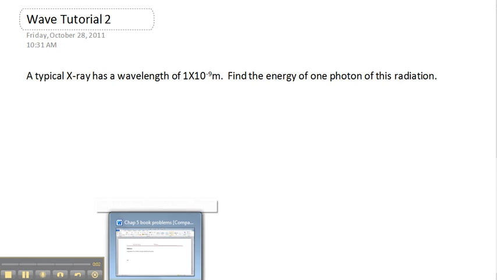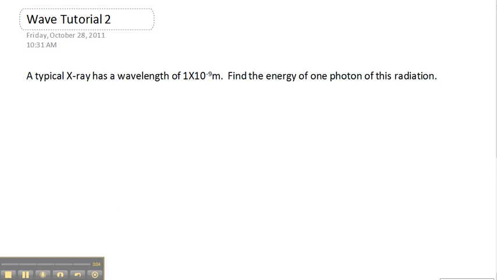Alright, for this problem we have to realize that this is a two-step problem. So let's first start by listing out our variables. The first thing that we notice is that we have a wavelength, which is lambda, of 1 times 10 to the minus 9 meters. And they're asking you to find the energy of one photon of this radiation. Energy is E, and I don't know that, and that's in joules.